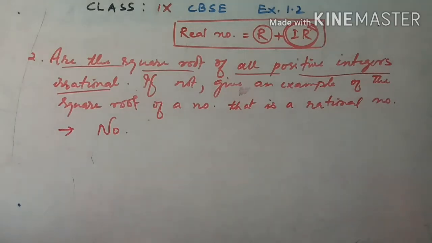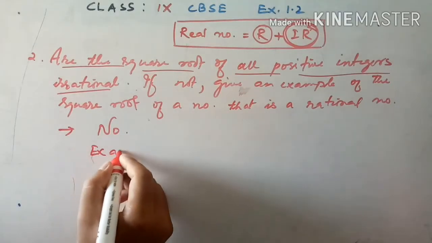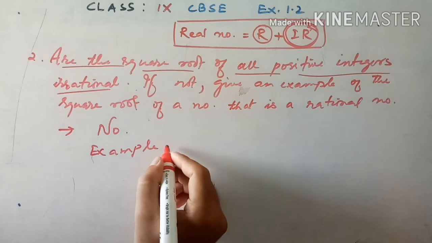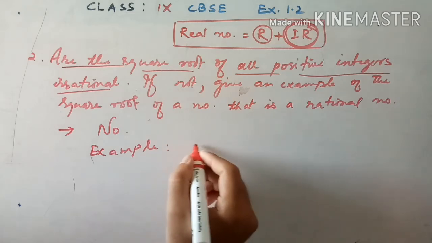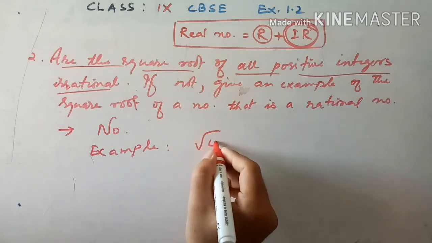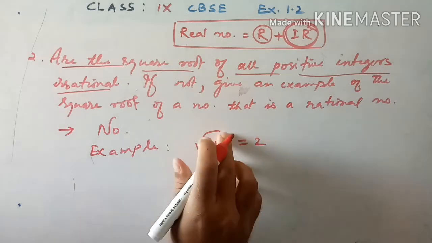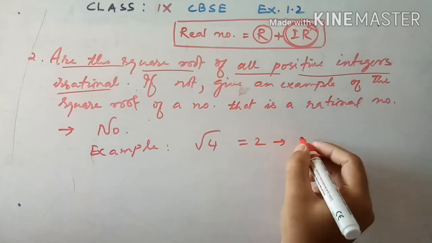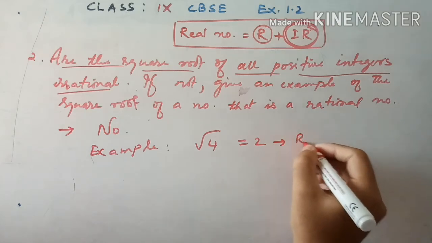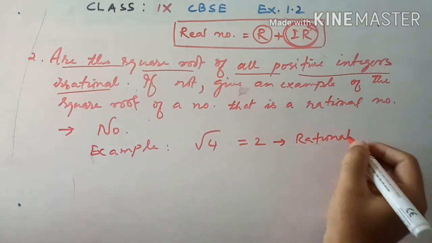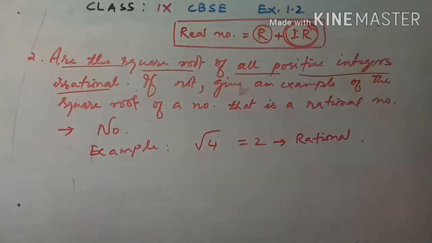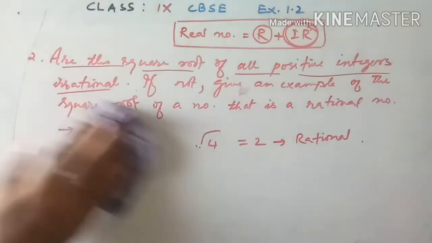Then you have to give one example. The example I have just given to you: the square root of 4. The square root of 4 is 2. 4 is a positive integer, and if I find the square root, the answer is 2. This is rational. Okay, so this is question number 2. Now let us see question number 3.